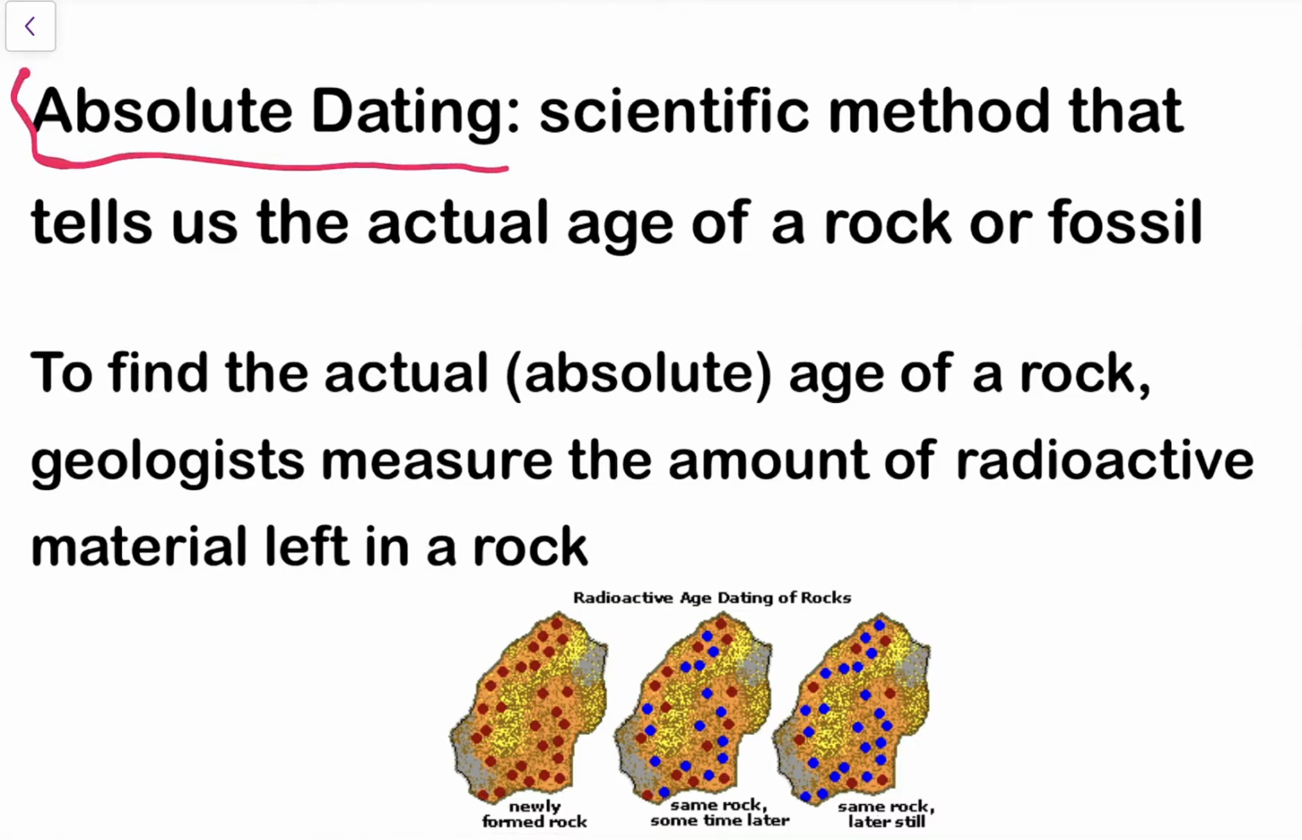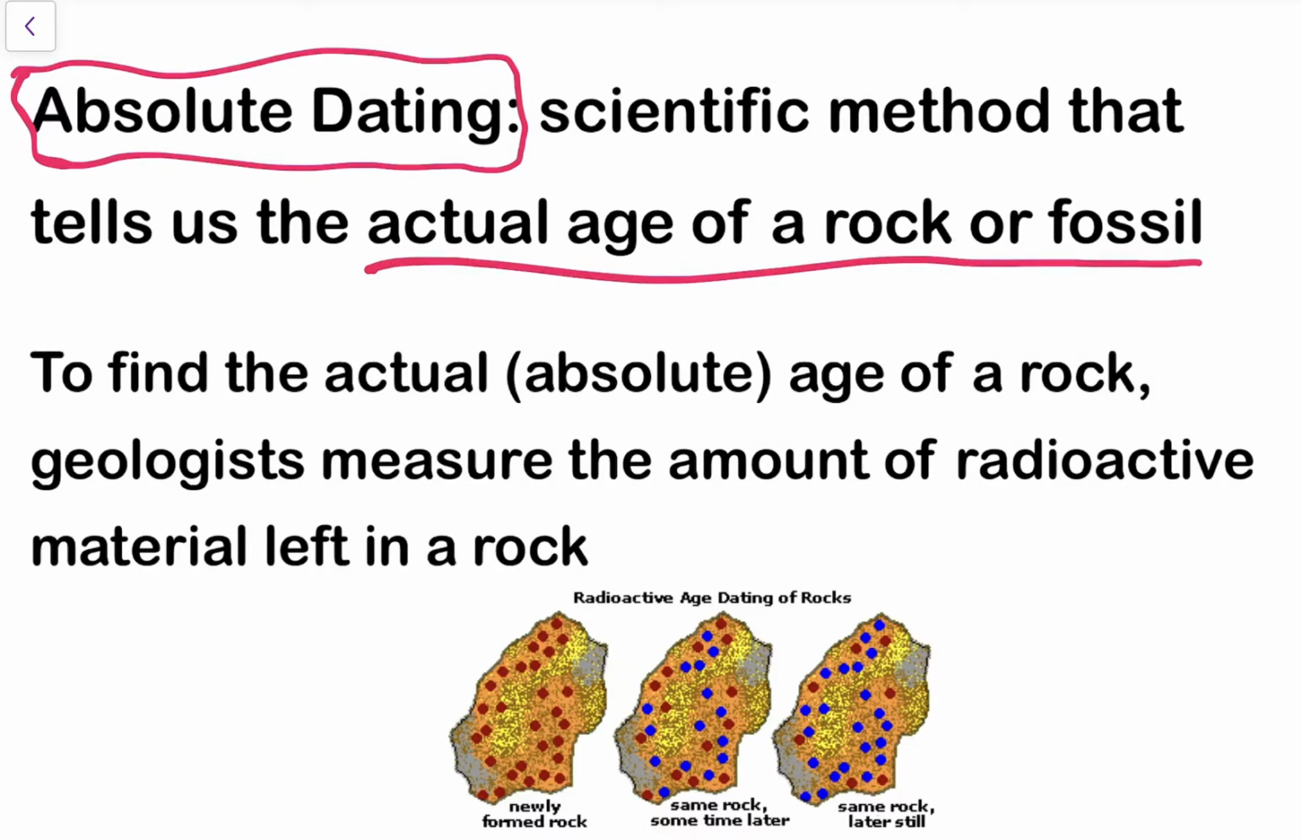The first way, so this is one of our vocab words, is called absolute dating. Absolute dating is a scientific process, or a scientific method, that tells us the actual age of a rock or fossil. The actual age. So this would be like saying this rock is 3 million years old. To find the actual or absolute age of a rock, geologists measure the amount of radioactive material left in a rock.